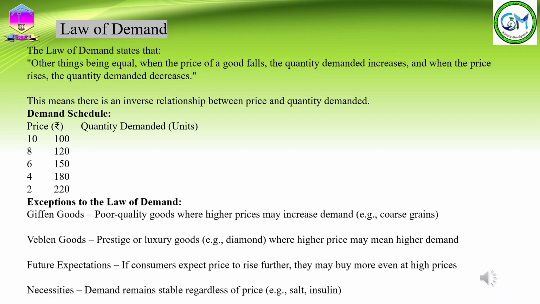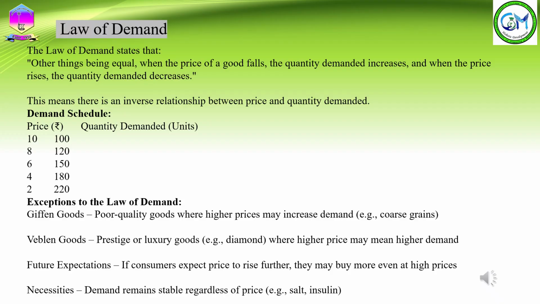Then the law of demand is based on the law of diminishing marginal utility. It states the relationship between the quantity demanded and price. It explains the inverse relationship between price and quantity demanded. The amount demanded increases with the fall in prices and diminishes with the rise in prices. It means there is an inverse relationship between price and quantity demanded.